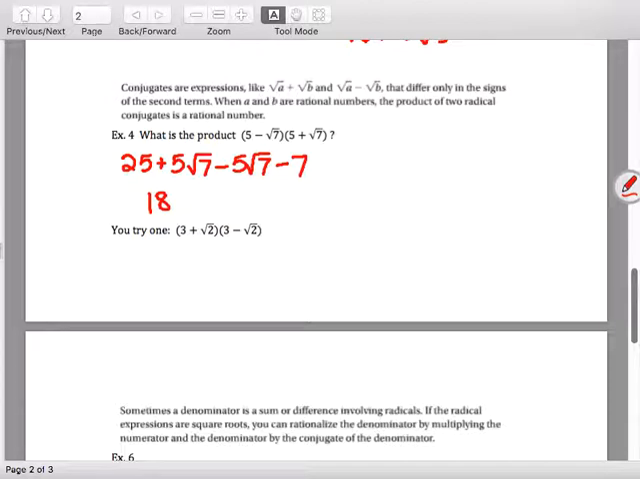Now you try the next one, but don't flip because we're going to add one more to the right here. It's a different problem. So if I have 3 plus radical 2 times 3 minus radical 2, do your FOIL. So this is 9 minus 3 radical 2 plus 3 radical 2 minus 2. The outer and the inner cancel, and I get 7.